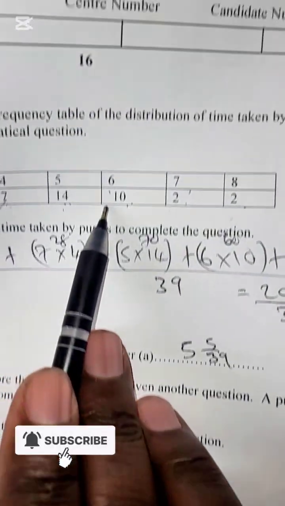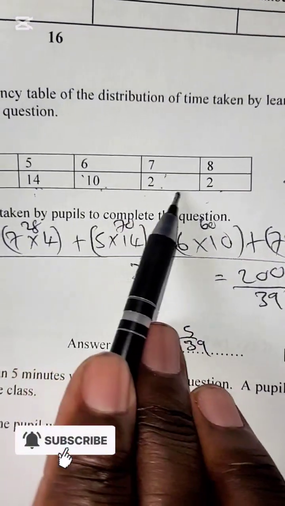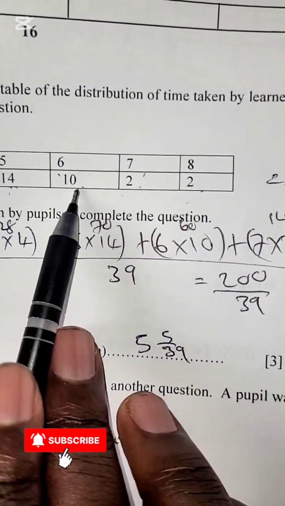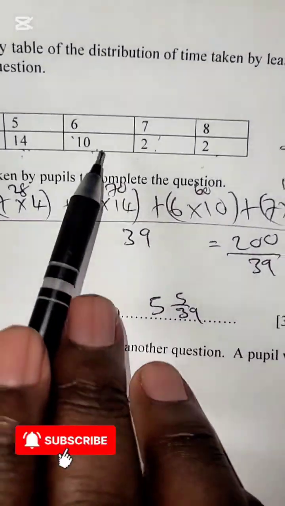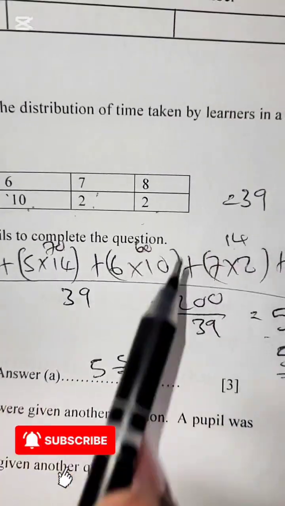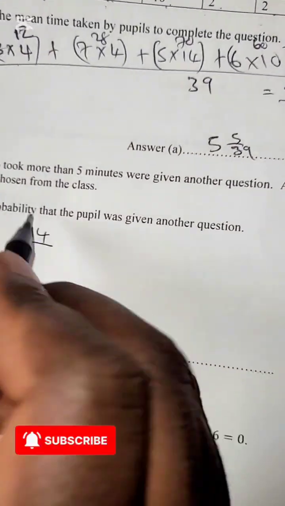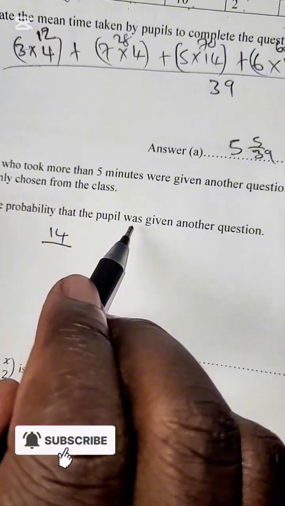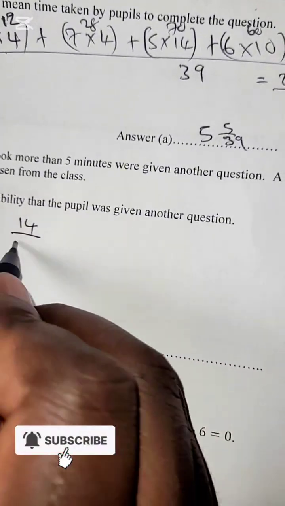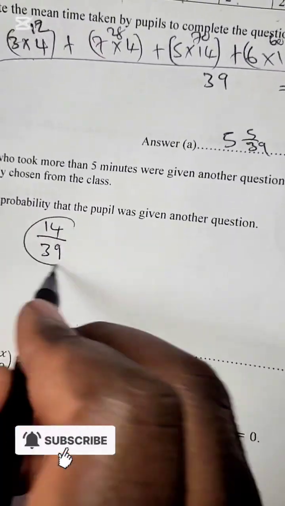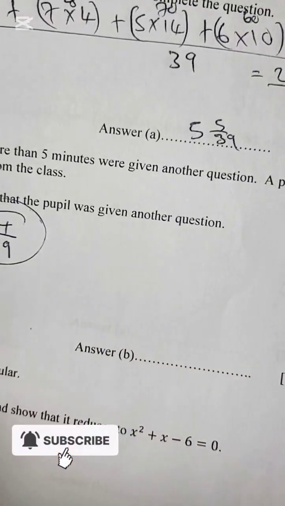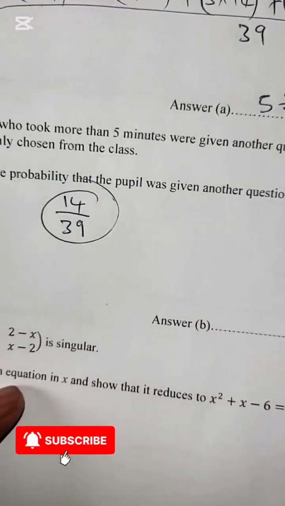More than 5 minutes, that's here. Are we together? So people took more than 5 minutes: 10 plus 2, that's 12, that's 14. So they are 14. Find the probability that the person was given another question. 14 over 39. That's the probability of people who were given another question.